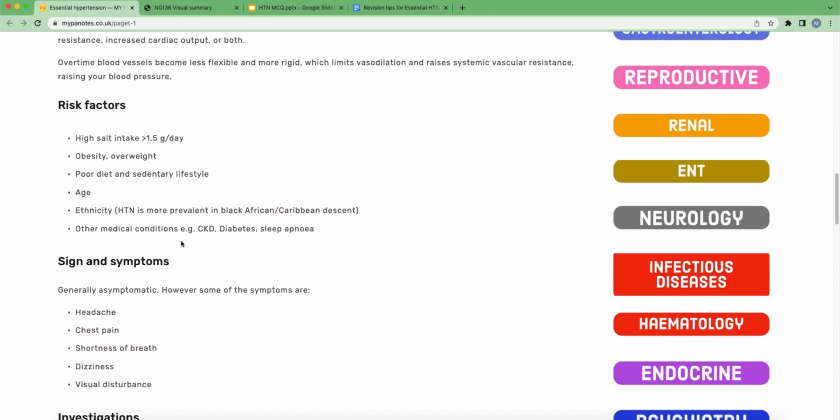And if you already have underlying health conditions such as chronic kidney disease, diabetes, and sleep apnea. This is quite interesting. Sleep apnea has been linked to a lot of conditions, so it's not something to be taken lightly.